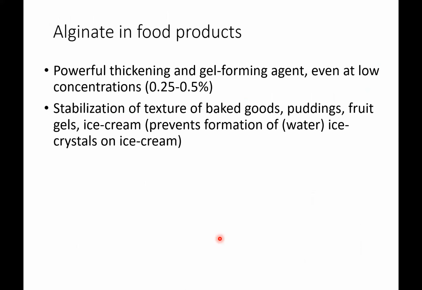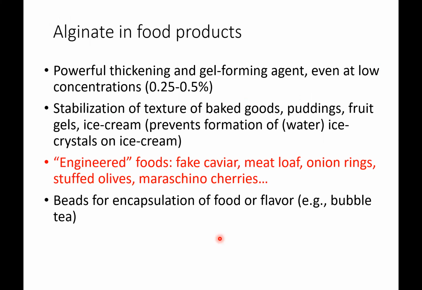Alginate in food is incredibly versatile. You can make fake foods with alginate. You can engineer foods. If there is cheap caviar in the grocery store, it's alginate, it's not caviar, it's not fish eggs, forget it. You can make onion rings, that's beyond me. Onions are so cheap, why would you replace an onion with alginate?